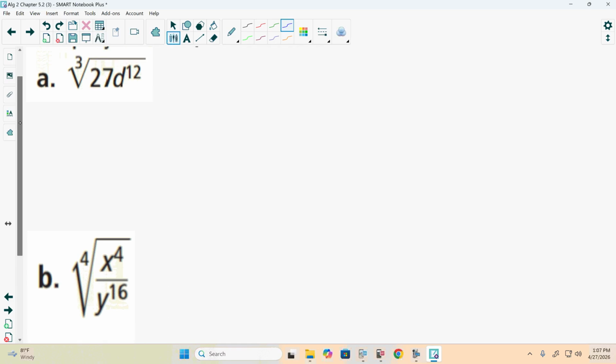Cubed root of 27, d to the 12th. Again, many different ways we can do it. One is separating it. Cubed root is 27 times the cubed root of d to the 12th. Cubed root of 27 is 3. And as we've seen on the last two, rewriting it as a fractional exponent, really what we're doing is dividing that exponent by 3. And 12 divided by 3 is 4. Even powers, odd root, we're good.